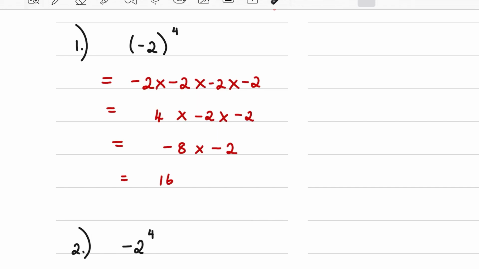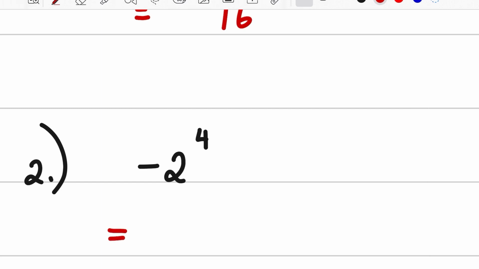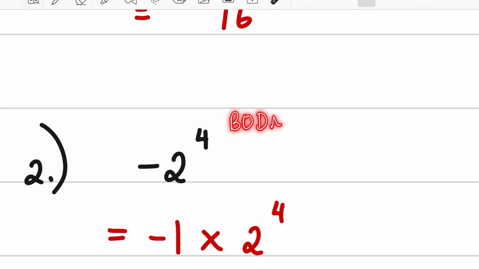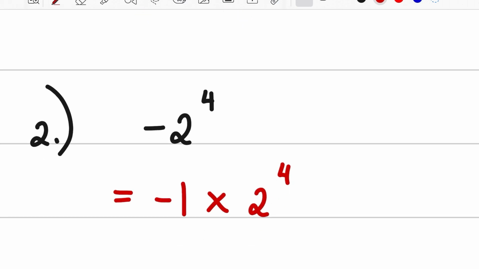Without the brackets, we can think of it as minus 1 multiplied by 2 to the power of 4. This is because of BODMAS. When we look at the letters of BODMAS, orders, which is your exponents, must be done before multiplication. So 2 to the power of 4 must be evaluated before we multiply this number by minus 1.